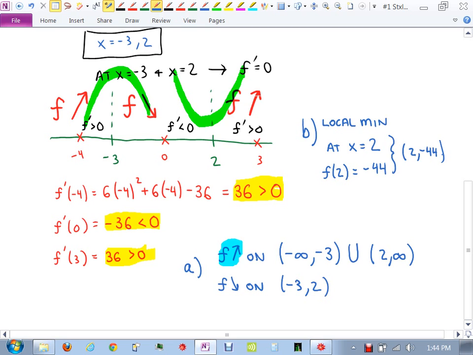And then what about local max? Where is it happening? Negative 3 is the x value. And then plug that negative 3 into the function.